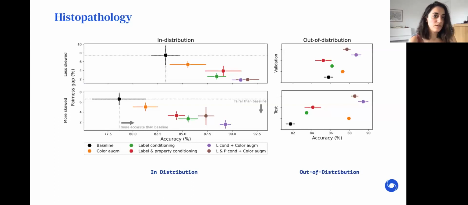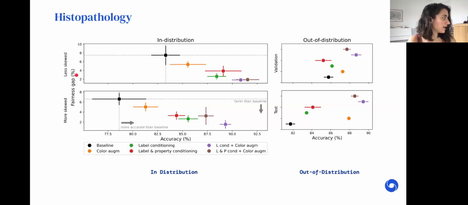So we evaluate the results in two settings, as I described earlier, the less and the more skewed. So on the top, this panel corresponds to the less skewed setting. So we have 1,000 labeled samples from hospitals 3 and 4, whereas this is the more skewed setting where we have only 100 samples from hospitals 3 and 4.